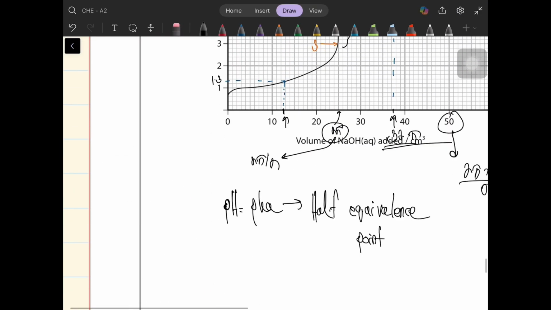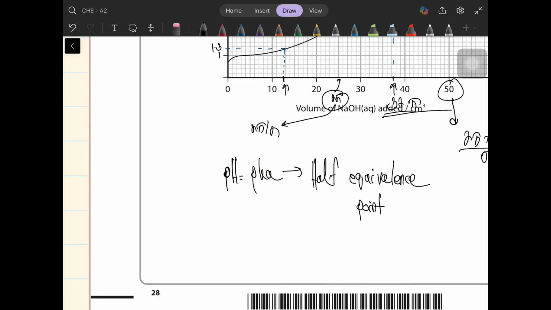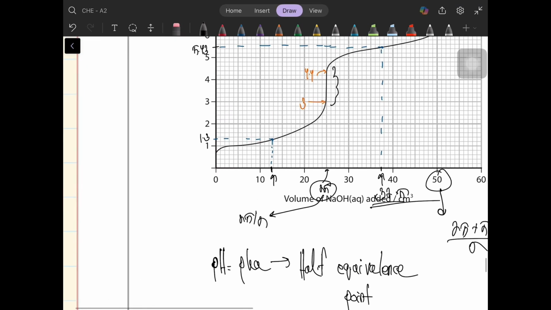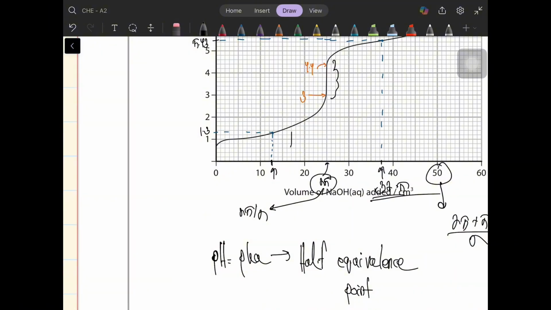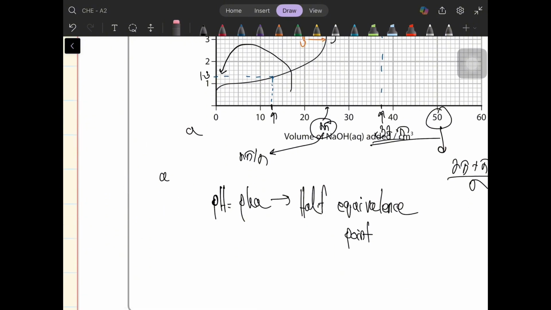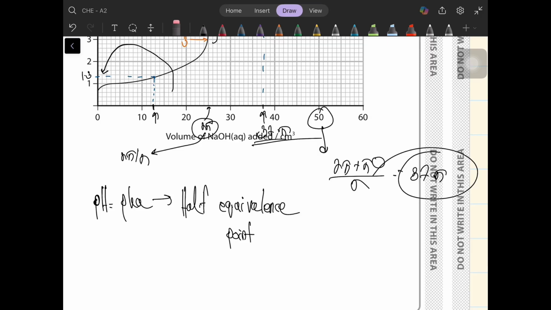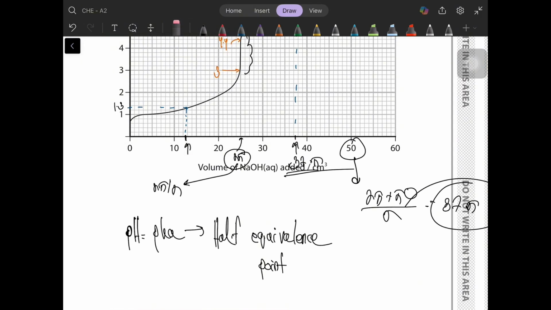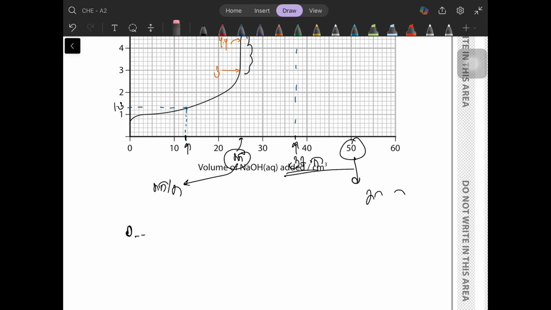So determine the graph for 2 Ka values of oxalic acid using this. Okay, right? So what I said over here is that at half equivalence point, pH is going to be equal to pKa. So this is the half equivalence point, so the pH is going to be 1.3. 1.3 is going to be equal to pKa. And pKa means minus log base 10 of Ka is going to be equal to 1.3, right? And from here take 10 to the power over there and make Ka the subject, and repeat the same thing for 37.5, and you will get the value that you need for Ka, right?